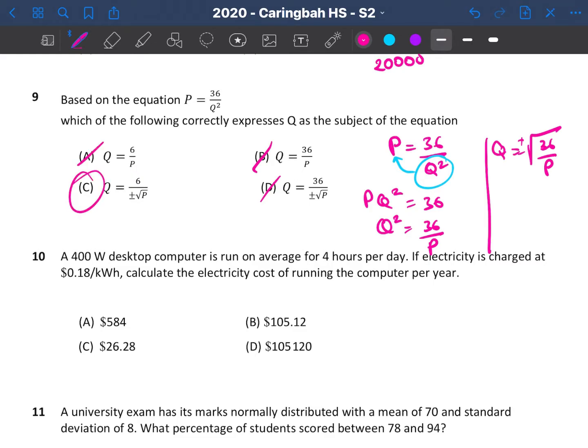And again, how they ended up getting that is I can actually find out what the square root of 36 is. So Q is equal to plus minus 6 over square root of P. Now this plus minus could either be in your numerator or your denominator, and it would represent the same thing. So that's why C is the answer.